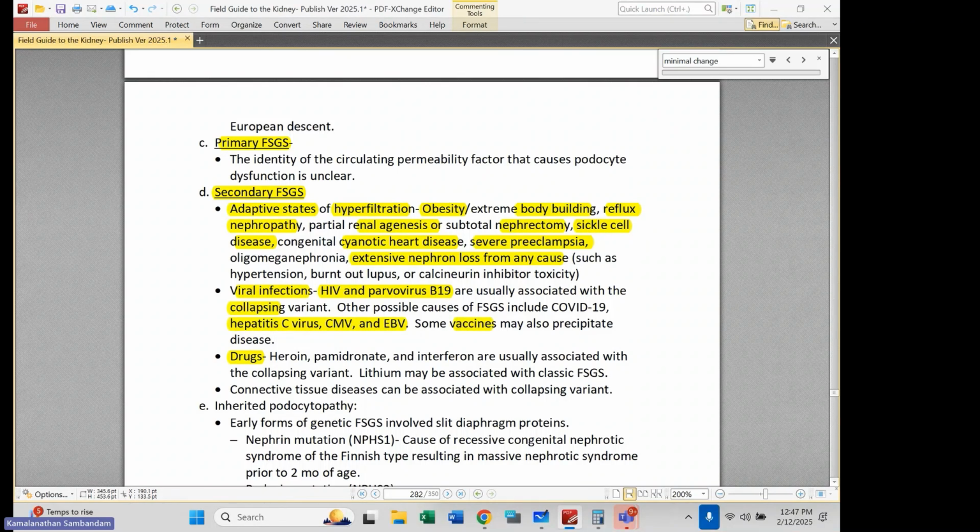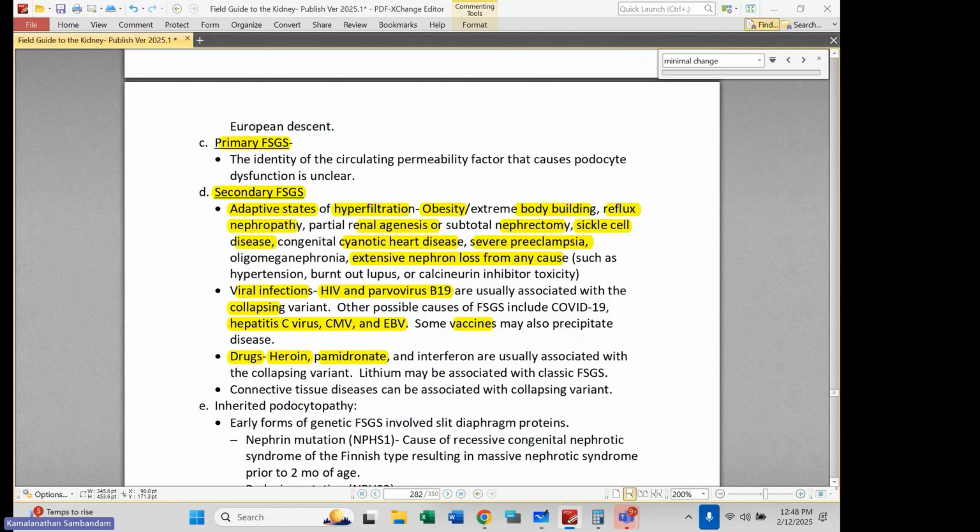People have described post-COVID vaccination collapsing FSGS as well. So those are all causes of FSGS as well. Okay, drugs. Heroin nephropathy used to have a place in our lexicon. This is probably a lot of HIV-associated nephropathy before HIV was discovered. But there may be adulterants in heroin that predispose to podocyte injury and precipitate FSGS as well.